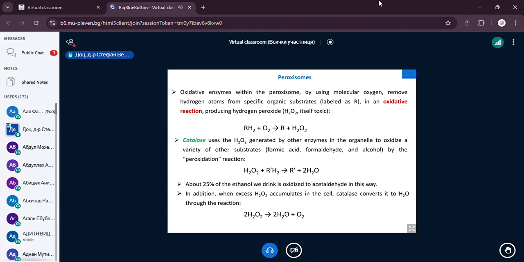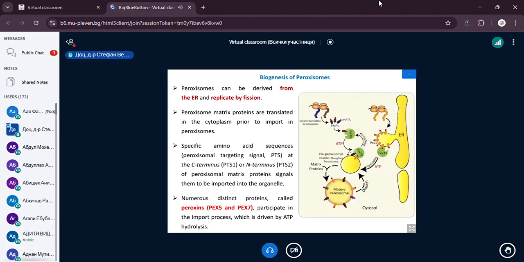So that's the function of peroxisomes, reactions of oxidation or peroxidation. And about 25% of the ethanol we drink is oxidized here in peroxisomes to acetaldehyde by these reactions. So peroxisomes are involved in detoxification of different toxic substances by oxidizing them. So peroxisomes are very special organelles.